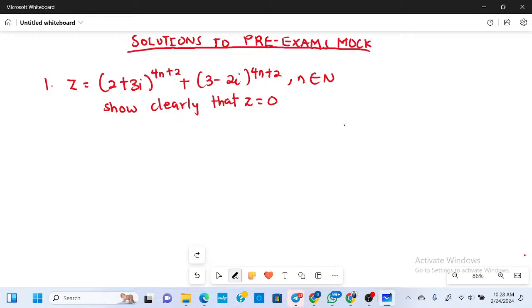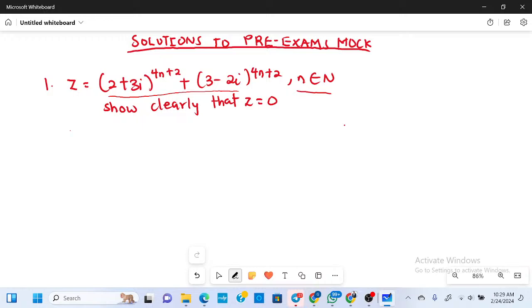So I'm going to start with the first question, which says z is equal to the expression 2 plus 3i all to the power 4n plus 2, plus another expression which is 3 minus 2i to the power 4n plus 2. But the condition is saying n should be a natural number, n is a member of the natural numbers. So the problem is show clearly that z is equal to 0. So we have to prove that the expression on this right side is equal to 0.